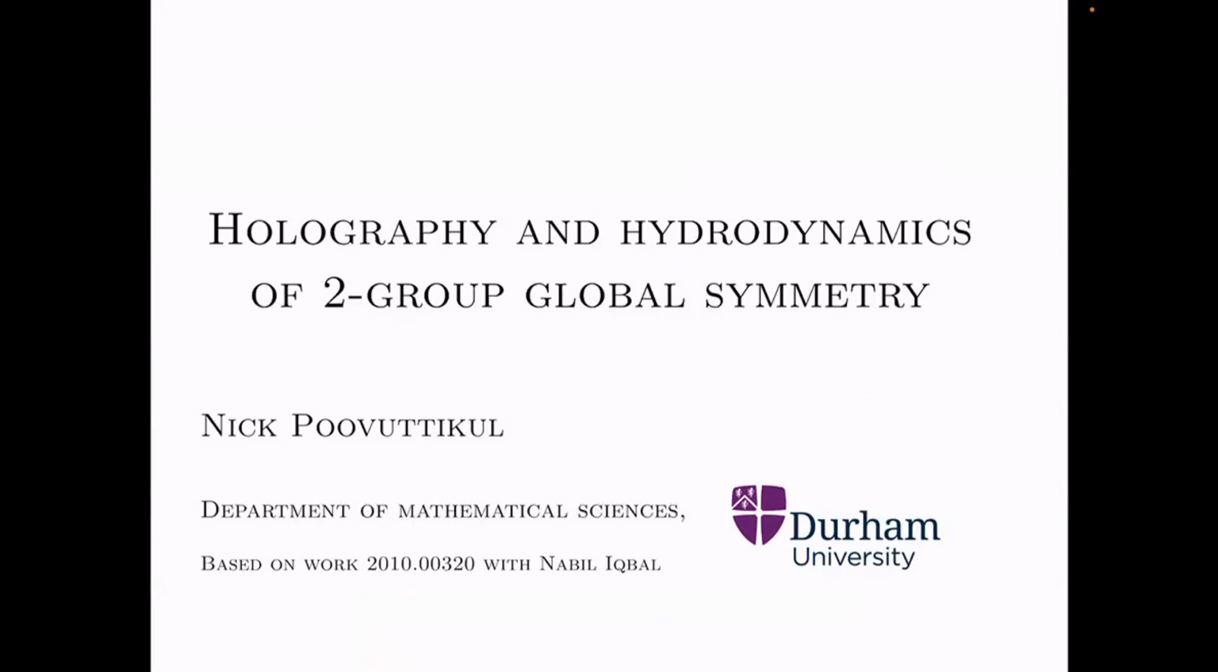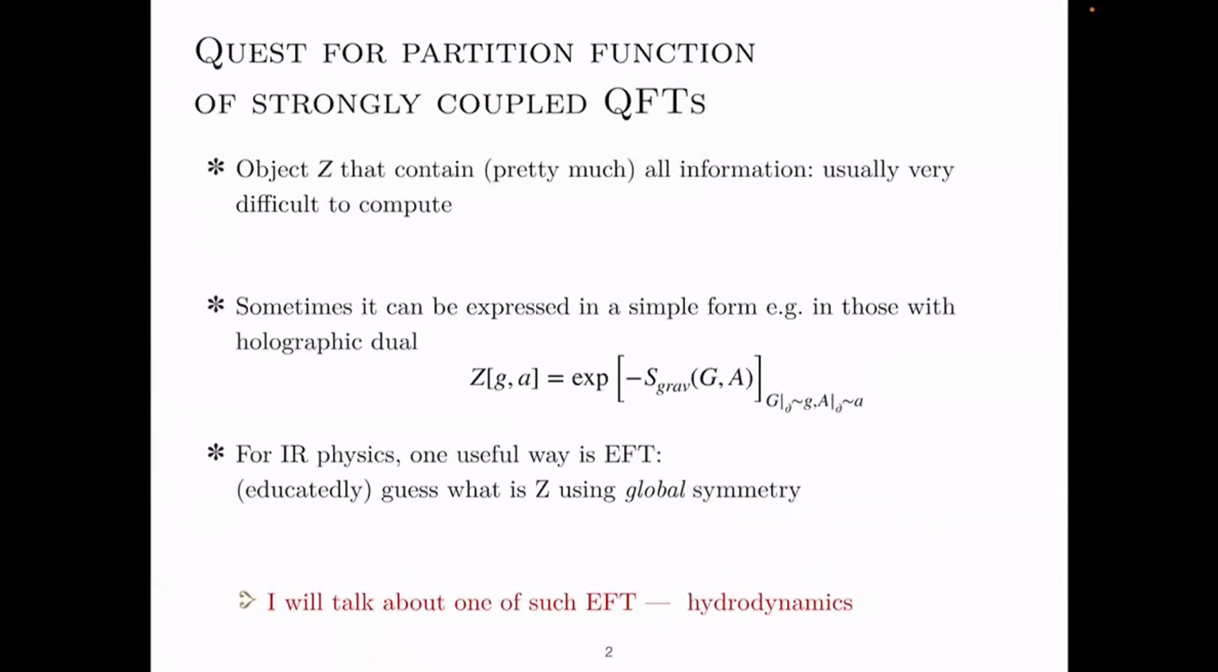Before we get to the meat of this, let me give the overarching motivation for the whole talk. For those of us who study quantum field theory, one quantity we would like to have is the partition function, which contains pretty much all the information in your theory. But for strong interaction, this is quite difficult to compute most of the time. There are simple cases, like when you have a strong-weak duality that lets you express it in a simple form in the holographic dual, which I doubt I have to explain to this audience. If I have to, please let me know. I will just skip it for now.